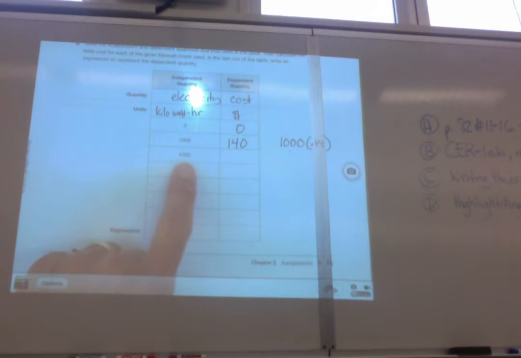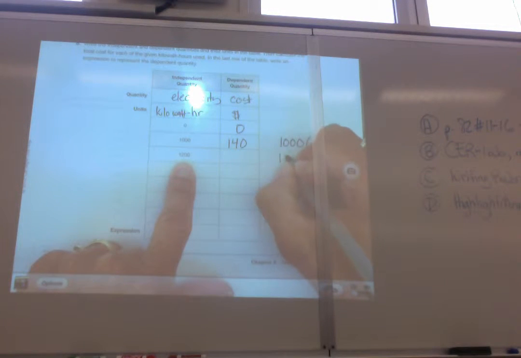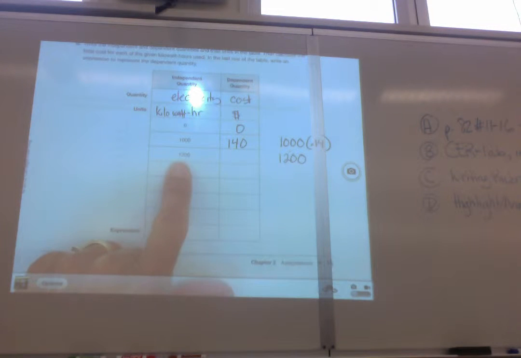Okay, so now this one isn't as easy, but you have a calculator and it's the same thing. If you were buying shoes and you had a set price of $40 a pair, if you had one pair, it's 40 times 1. If you're buying 5 pairs, 40 times 5.